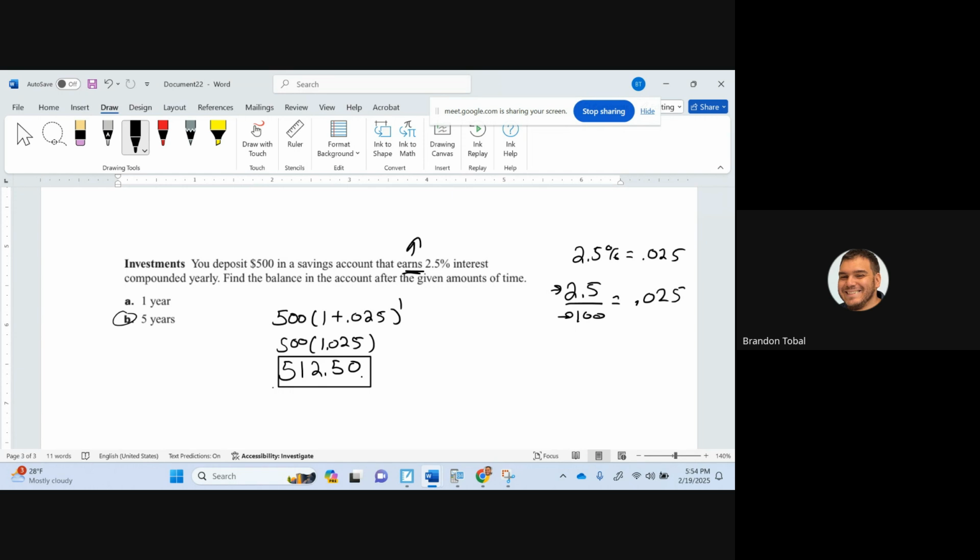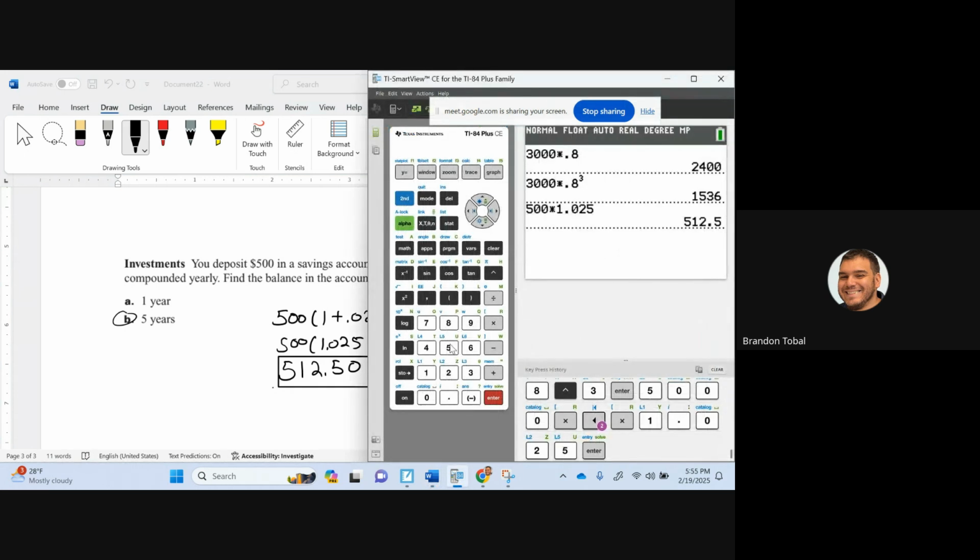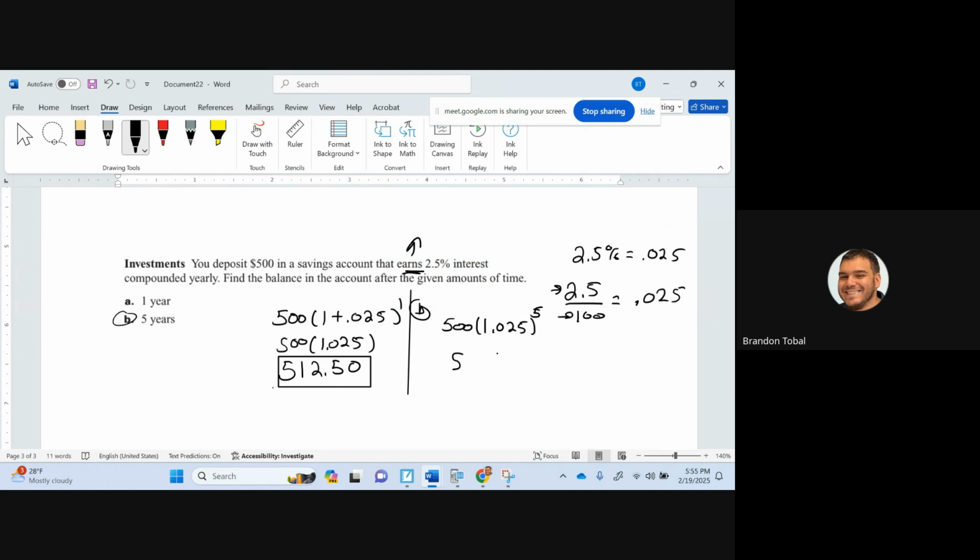And if I do it for B, it's going to be 500 times 1.025 to the, since it's 5 years, to the fifth power. So 500 times 1.025 to the power of 5. 5657.04.